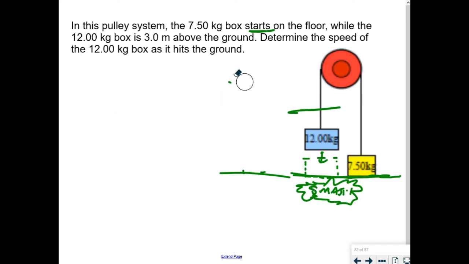What sort of energies do we have when the 12 kilogram box is in the air and the 750 is on the ground? We have potential. Who has potential? The 12 kilogram box has potential.